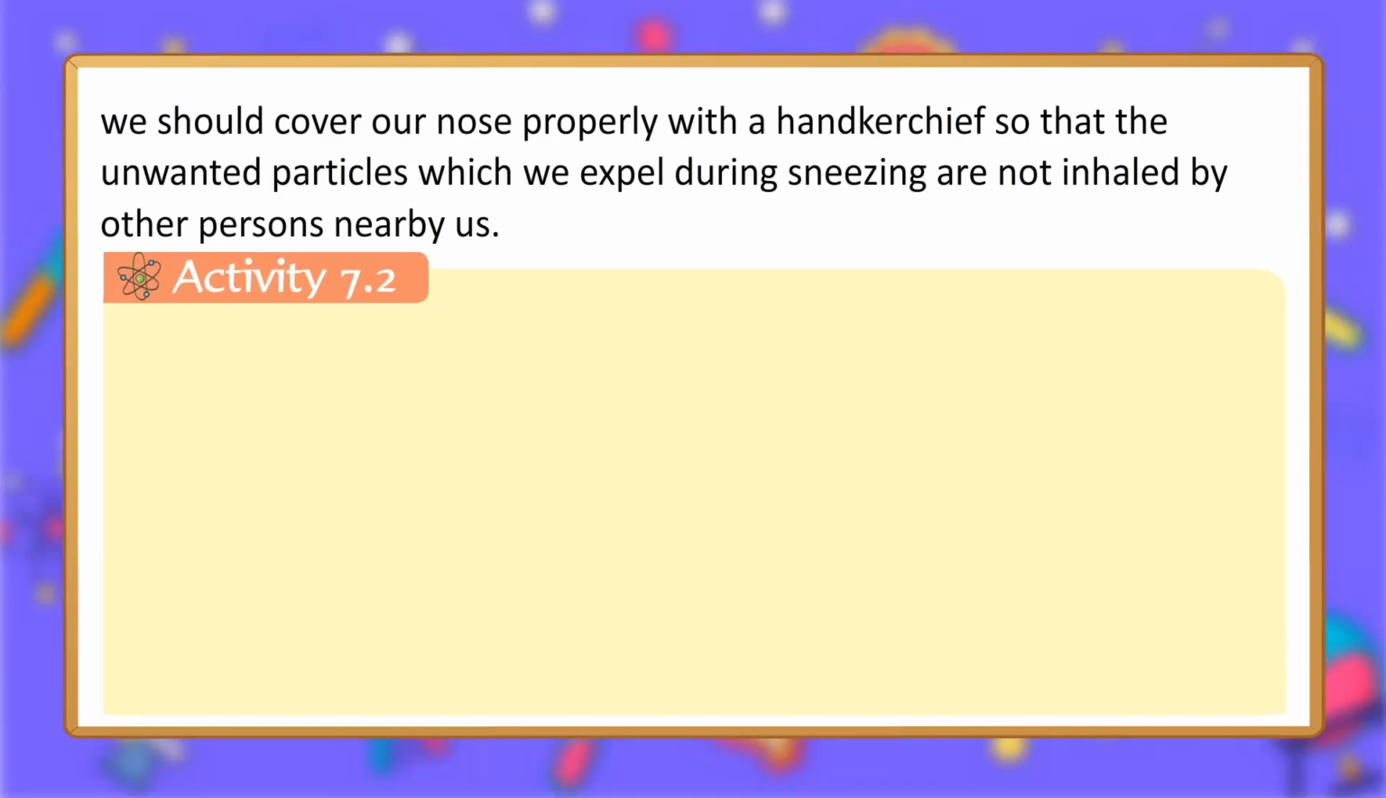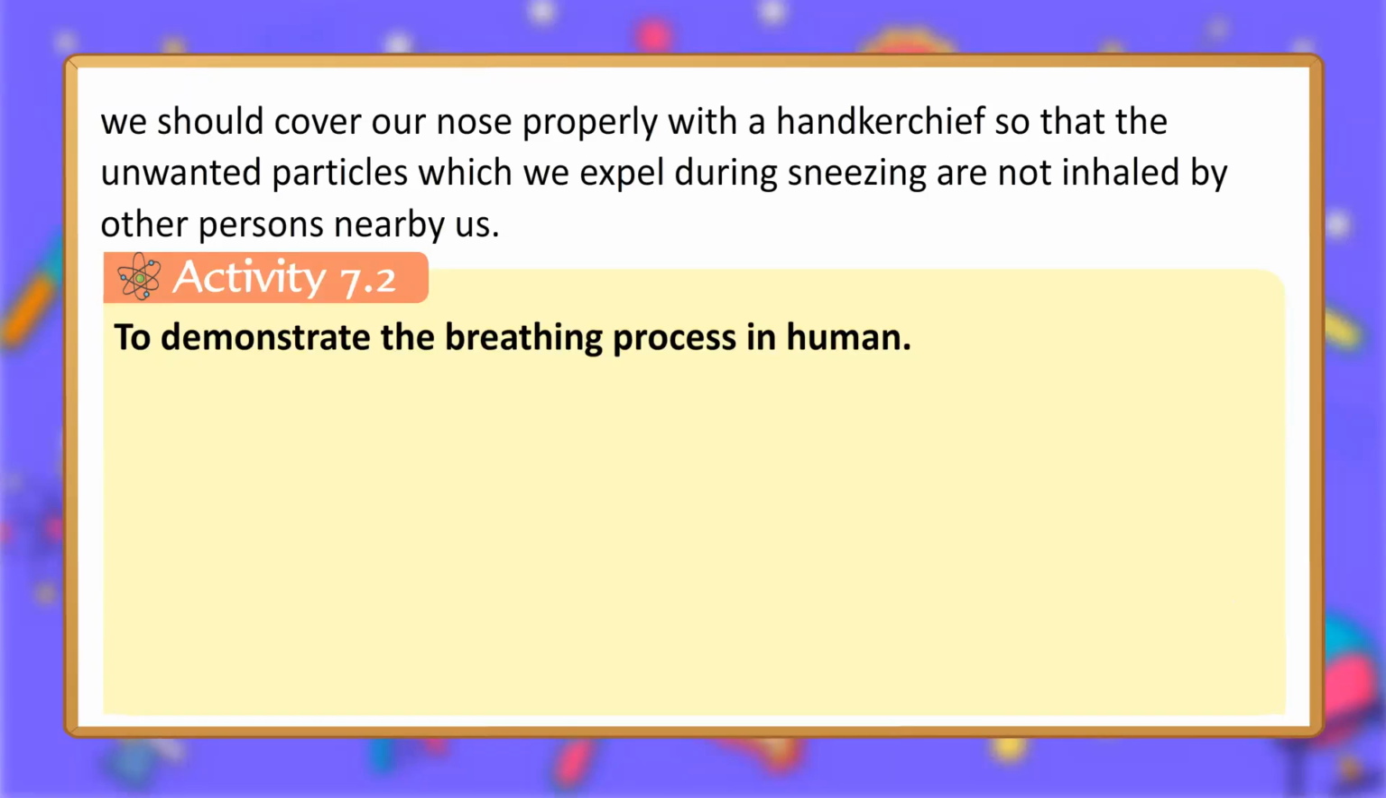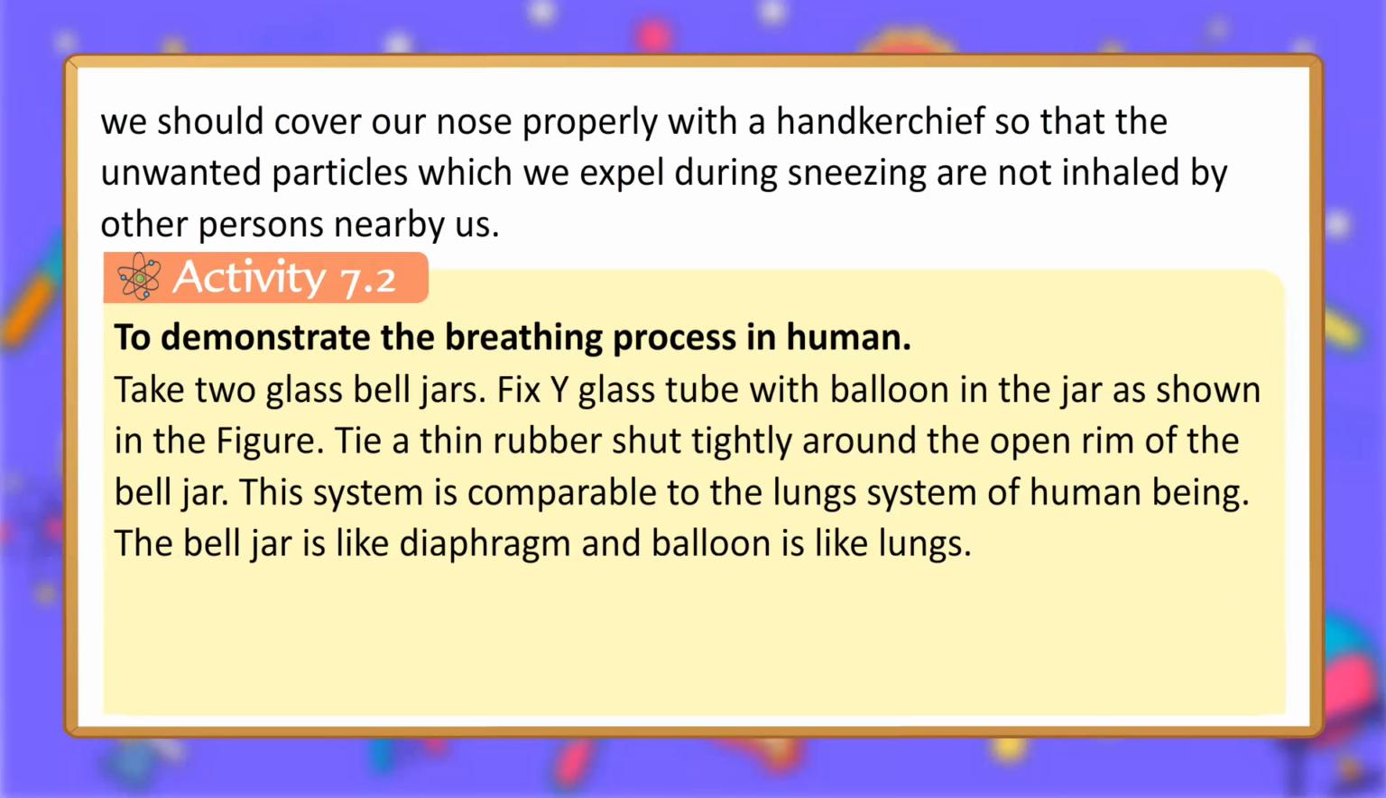Activity 7.2. To demonstrate the breathing process in humans. Take 2 glass bell jars. Fix a Y glass tube with a balloon in the jar as shown in the figure. Tie a thin rubber sheet tightly around the open rim of the bell jar. This system is comparable to the lung system of a human being. The bell jar is like the diaphragm and the balloon is like the lungs.